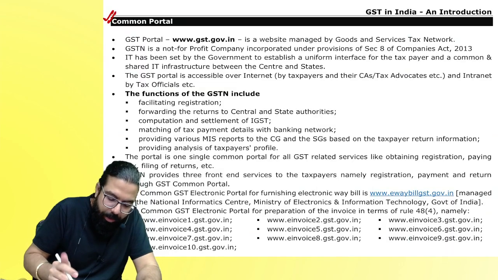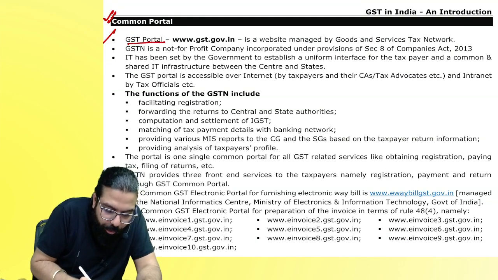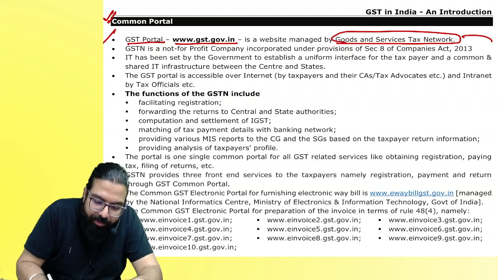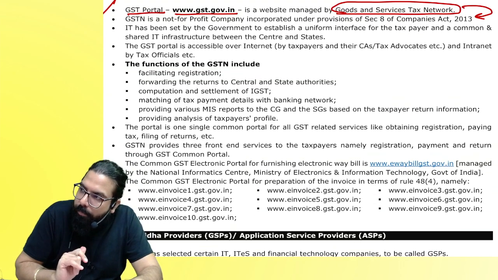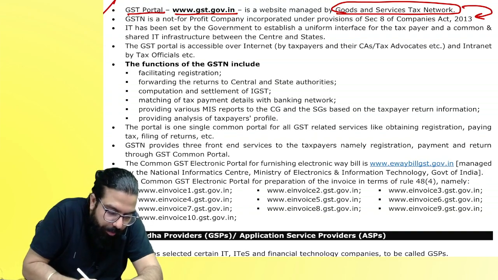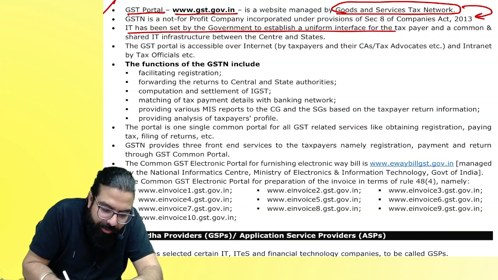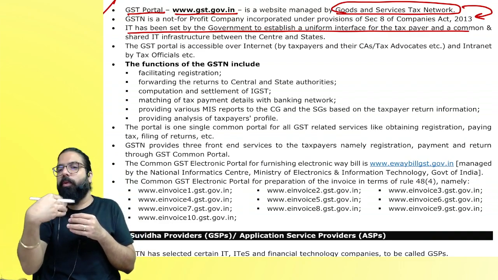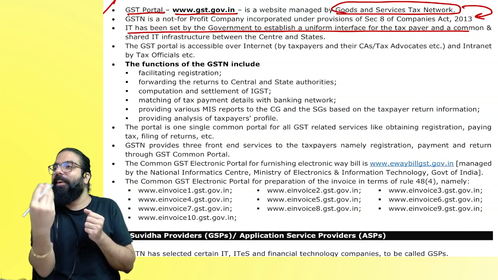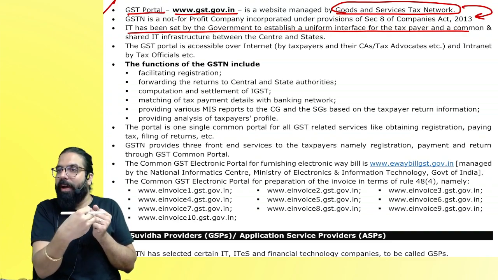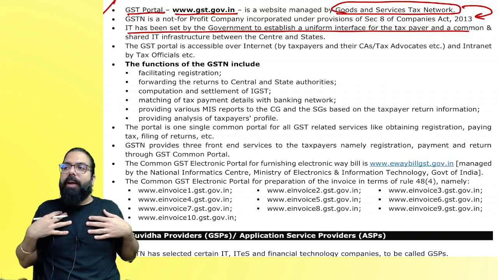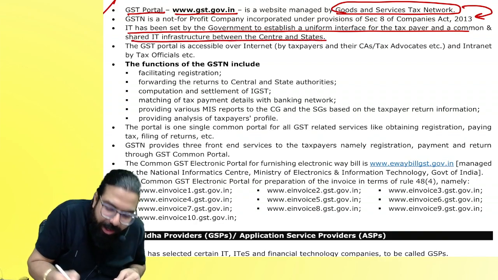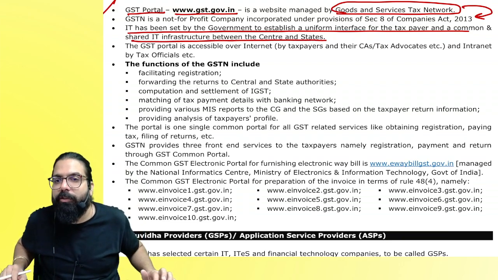Directly I'll show you. In your book, GST portal is gst.gov.in. Managed by whom? Goods and Service Tax Network, which is a company, not-for-profit company. This is a shared infrastructure, Baba, for taxpayers. For you, it's a common infrastructure. Why? You want to take GST registration, you want to make GST payment, you want to file your return, you will go to gst.gov.in. And for government, it's a shared IT infrastructure, IT meaning information technology.